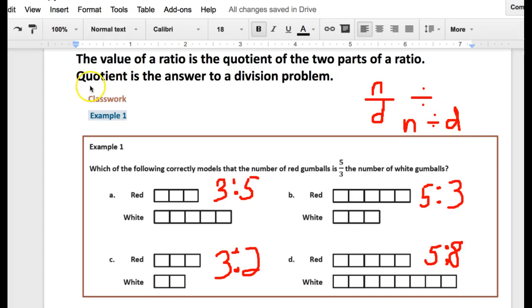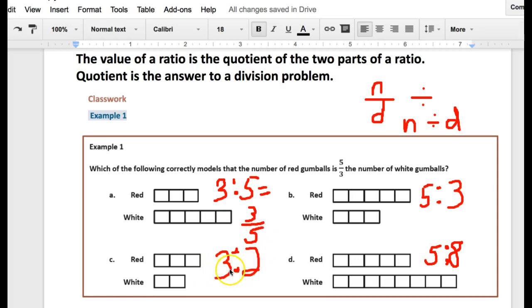So that's important because we talk about the value of a ratio. It's the quotient of the two parts of a ratio, and the quotient is the answer to a division problem. That's where this comes from. So let's apply it now to our numbers. The first number in our ratio is the numerator, and the second number is the denominator. So if 3 is the numerator and 5 is the denominator, then 3/5 is our fraction. It's our ratio, written as a fraction.